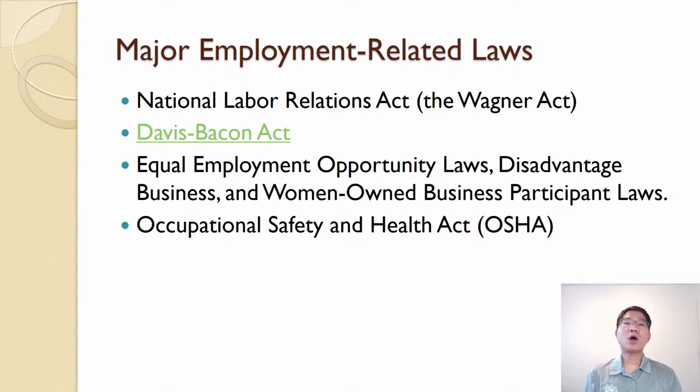Then equal employment opportunity laws, disadvantaged business, women-owned business participation laws. That is the law related to having fair competition, and even in the bid, some state or federally funded projects require some percent of participation from disadvantaged businesses, businesses owned by minorities, women-owned, etc. So some percentage of work will be performed by them on that project. And then the Occupational Safety and Health Act, OSHA.